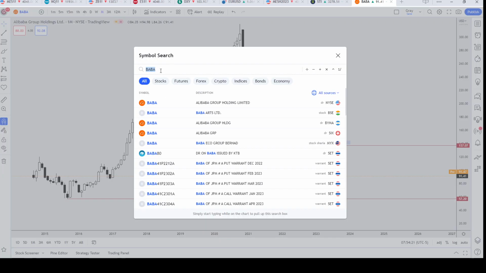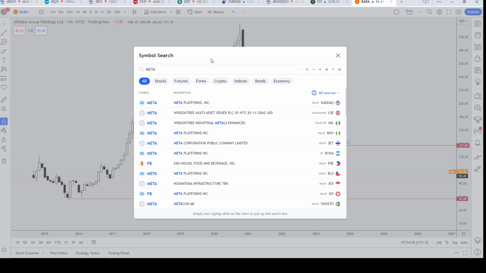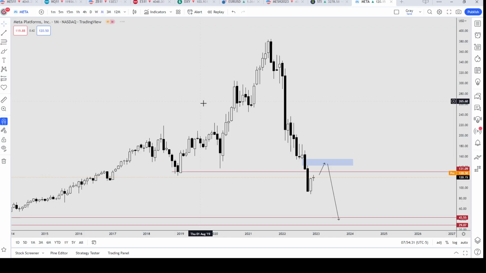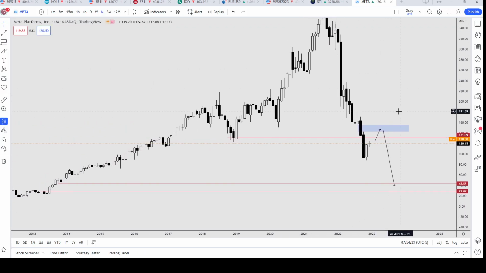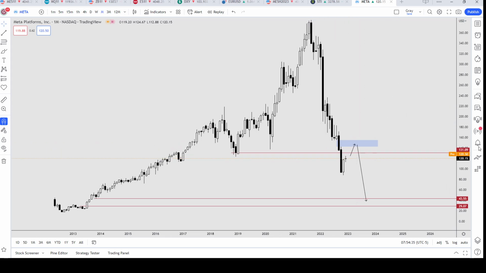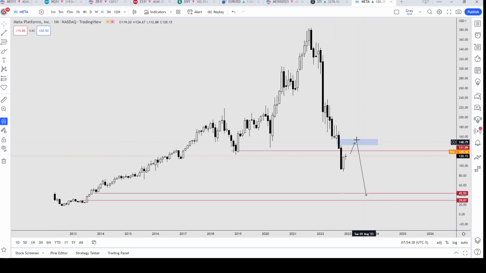What else? Let me think. Facebook, Meta. For Facebook, I'm looking at this fair value gap over here. We do have a breaker coinciding with this fair value gap. Not sure if this is going to be a breakaway gap, but this would be my first interest area, and then I think from there you break down to fill the inefficiencies below.